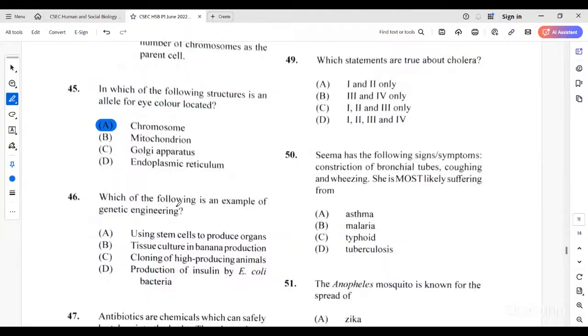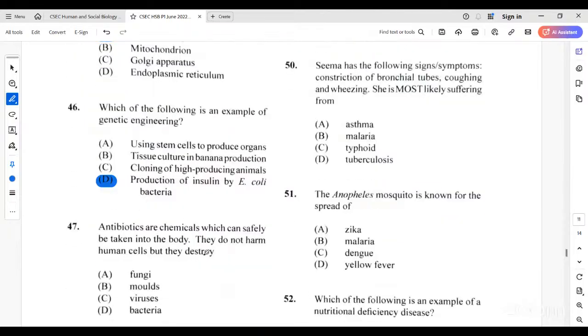As we continue with the section C of questions, which of the following is an example of genetic engineering? And the only one that will jump out at you is the production of insulin by E. coli bacteria. So 46, the answer is D.